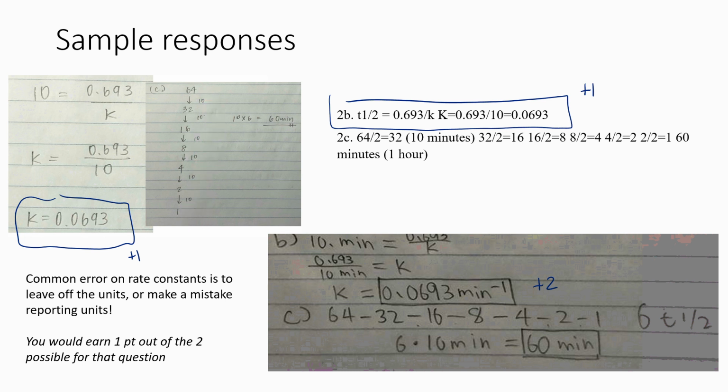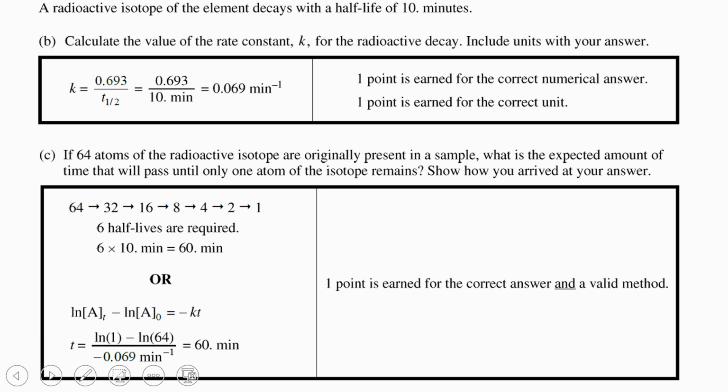It took 60 minutes. So the other option for doing this, just so you know, is you could also use the integrated rate law. And then you could plug in the values. You could say at the end we're going to have 1 atom. We start out with 64. Plug in the value of K that you figured out in part B, and then you can solve it that way as well. So let me know if you have any follow-up questions.